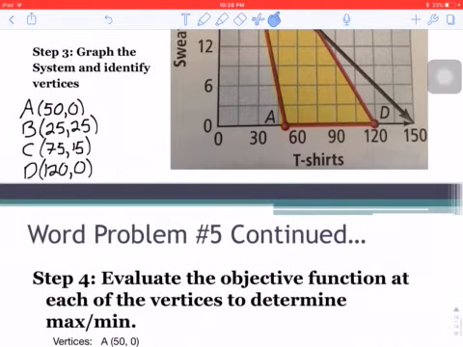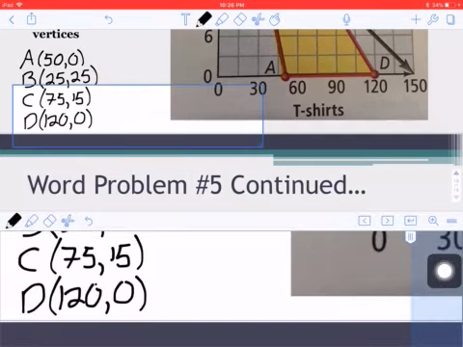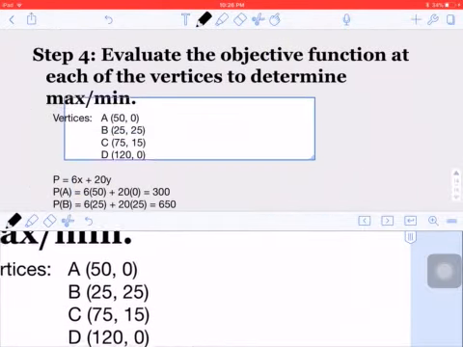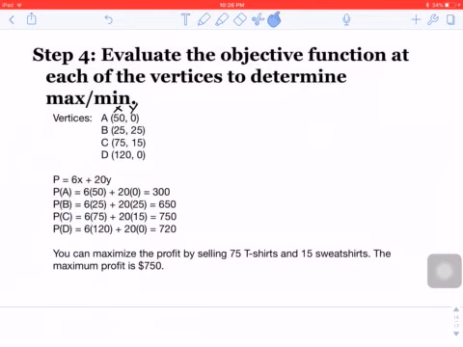Now, step 4 says, evaluate the objective function at each of the vertices to determine the max or min. So you can see there I've typed out the vertices. Okay, so I just kind of moved these down just so it was easier to work with. And what we're going to do, since each one of these contains an X and a Y, we have an X in the left column for all of these. So this is X. This is Y. Okay, we're going to plug those into our objective function.